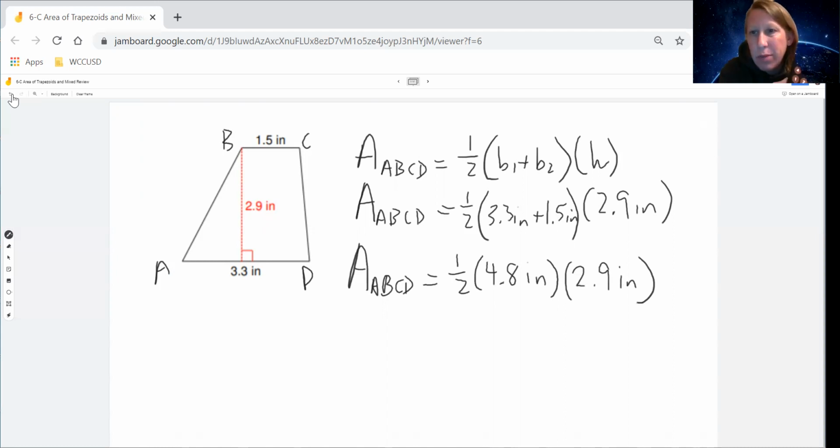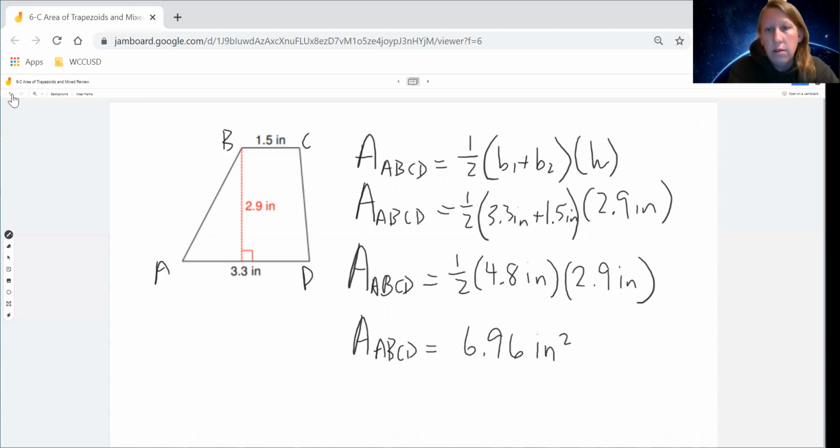So I just have it in my calculator. I'm going to do 4.8 times 2.9, and then I'm just going to divide it by 2. So the area of trapezoid ABCD is 6.96. Inches times inches, which is inches squared.